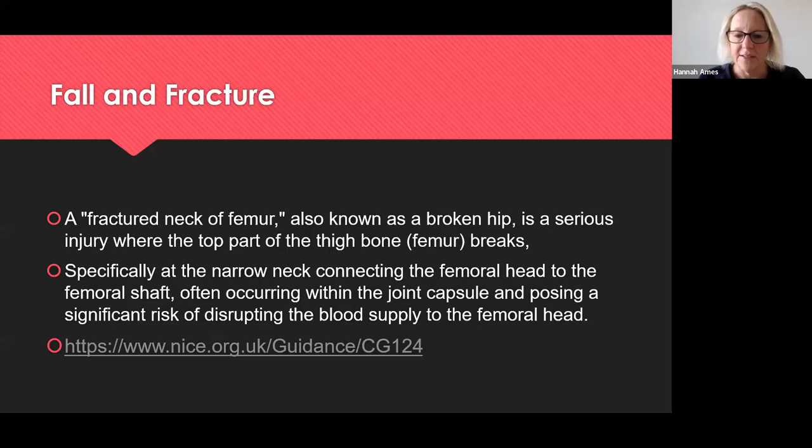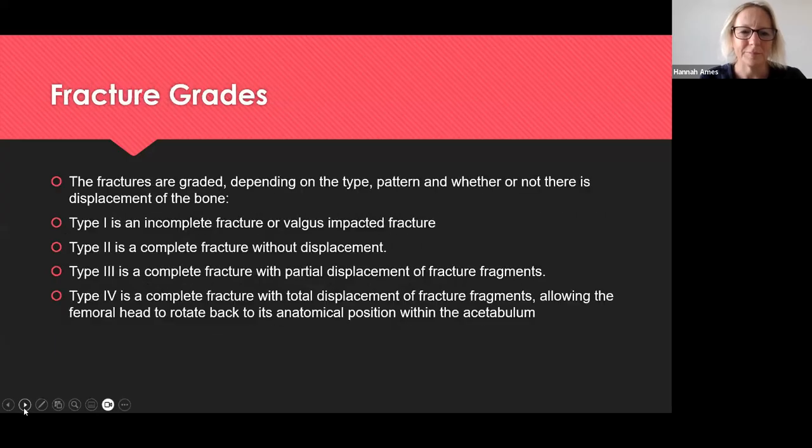You can go to the NICE guidance, CG124, and look at the recommendations for the treatment of fall and fracture. That will take you through things such as diagnosis, management, and what type of theatre options as well. I'm going to talk about a couple of those with this.